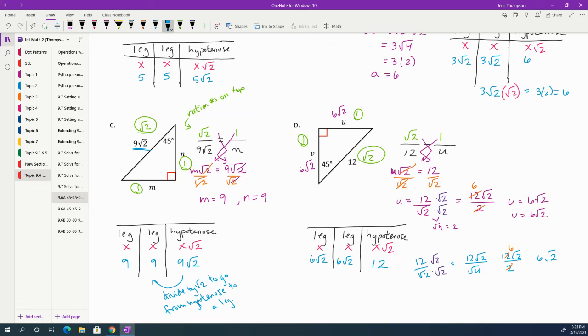So, all right, that wraps up 45, 45, 90. In the next section, when we do 30, 60, 90, the problems are a little bit more involved. So making sure you have a great grasp on this first is definitely going to help you for the next section.